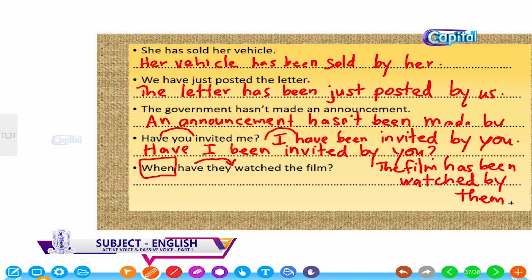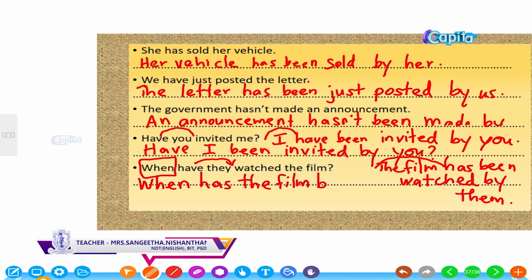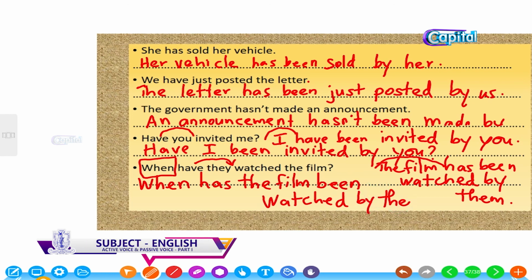Change it to the question. The WH remains at the same place, when. Bring the has before the subject, the film. So, when has the film been watched by them? This is the question.